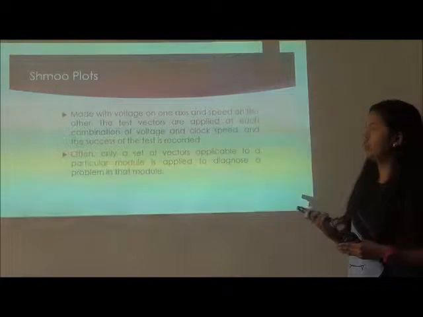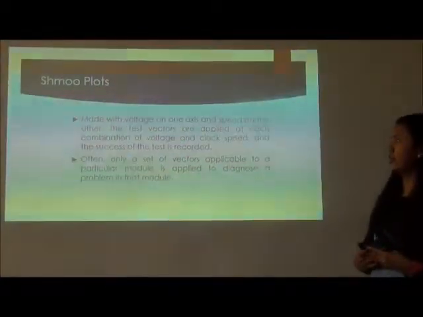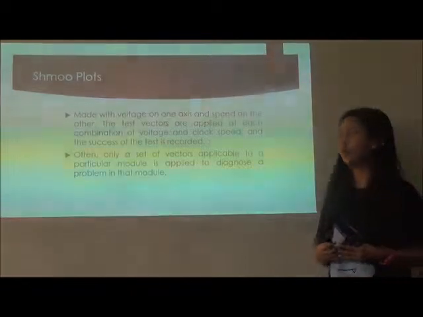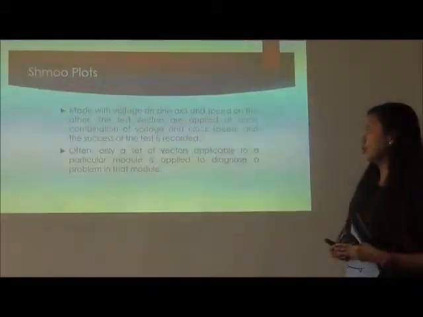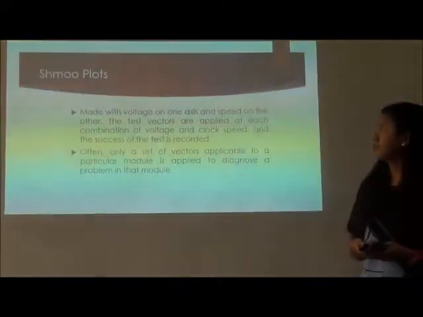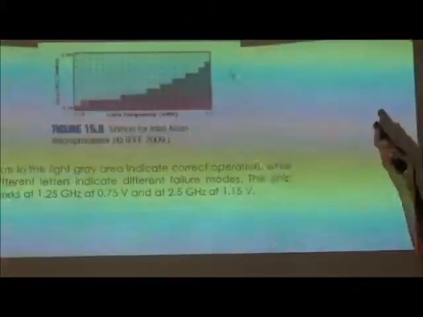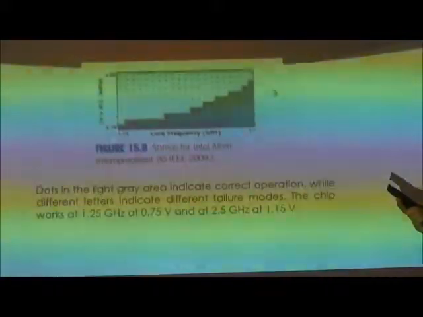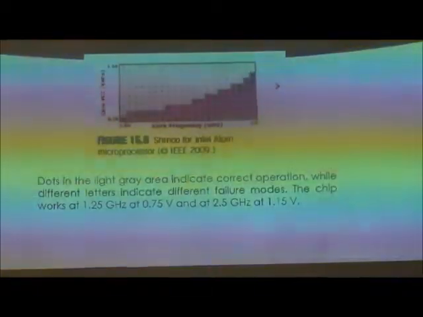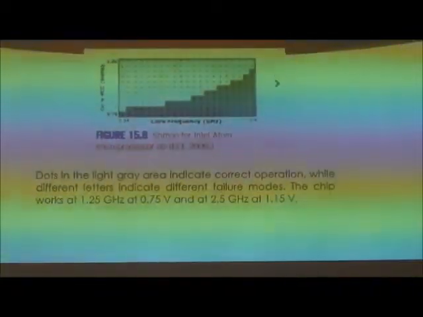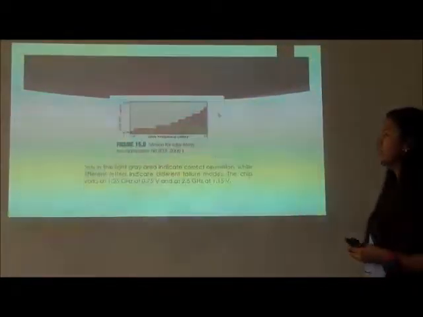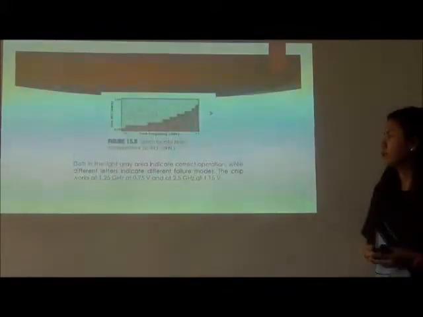Next is the Shmoo plot. It is made with voltage on one axis and speed on the other. The test vectors are applied at each combination of voltage and clock speed, and the success of the test is recorded. Often, only a set of vectors for a particular module is applied to diagnose a problem in that particular module. In this figure, this is the Shmoo plot for the Intel Atom microprocessor. The light gray area indicates correct operation, while different letters indicate different failure modes. The chip works at 1.25 gigahertz at 0.75 volts and at 2.5 gigahertz at 1.25 volts.